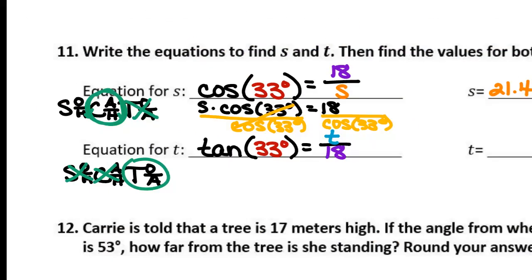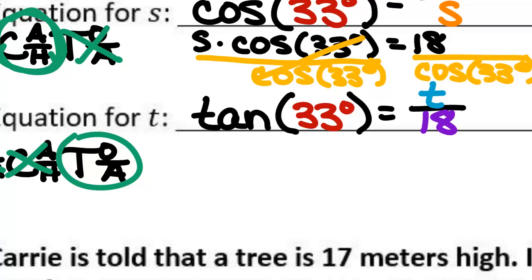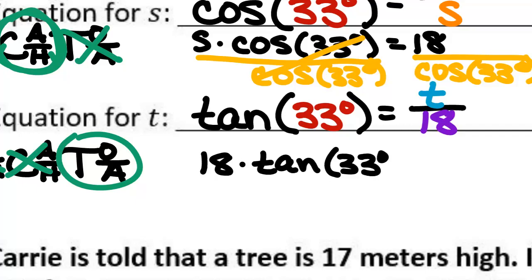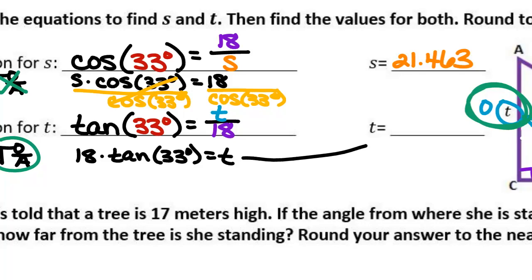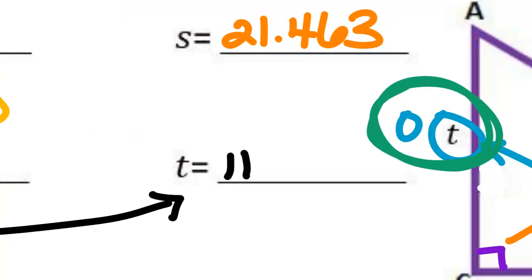To solve that for T, I would multiply both sides by 18. So I would have 18 times the tangent of 33 degrees. And I would type that into my calculator to find T. And I get that T is 11.689 when you round it out to 3 decimal places.